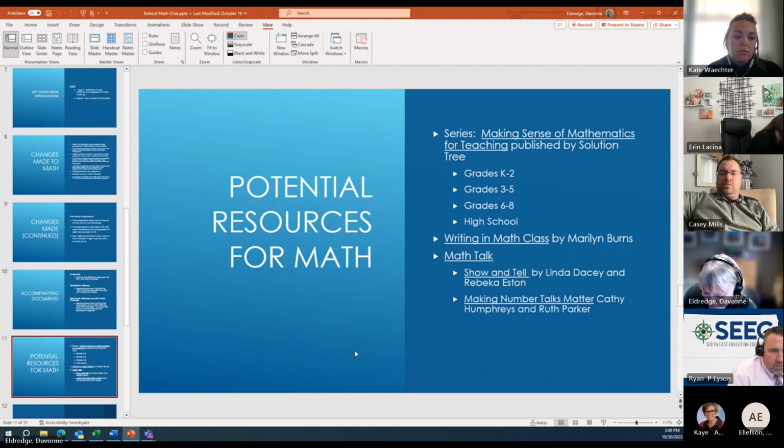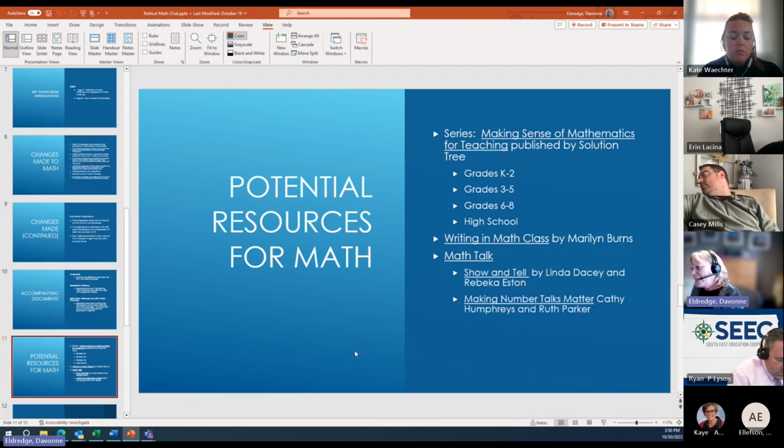And then the other resources on here, Writing in Math Class and Math Talk, help to implement those math attributes into the disciplinary literacy. Writing in Math talks a little bit about math journaling, and it helps give you a window into what those students are thinking as they're going through and writing about how they have solved problems. Math Talk, there are two different books on Math Talk.